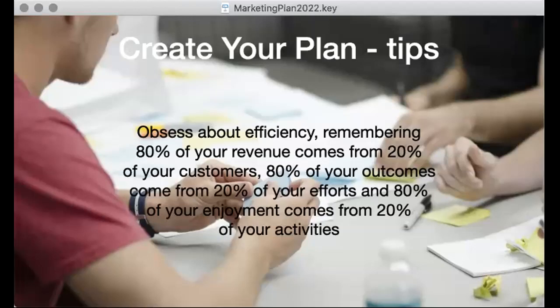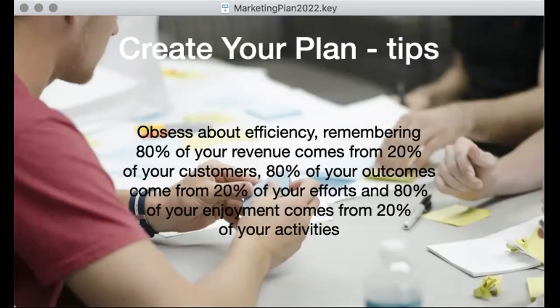And I would also then recommend that you obsess about efficiency, remembering that the 80-20 rule always applies. 80-20, the Pareto principle, always applies to everything. 80% of your revenue will come from 20% of your customers. So find out who those 20% of your customers are. 80% of your outcomes come from 20% of your efforts. So make sure you focus on the effort that provides the best outcome.